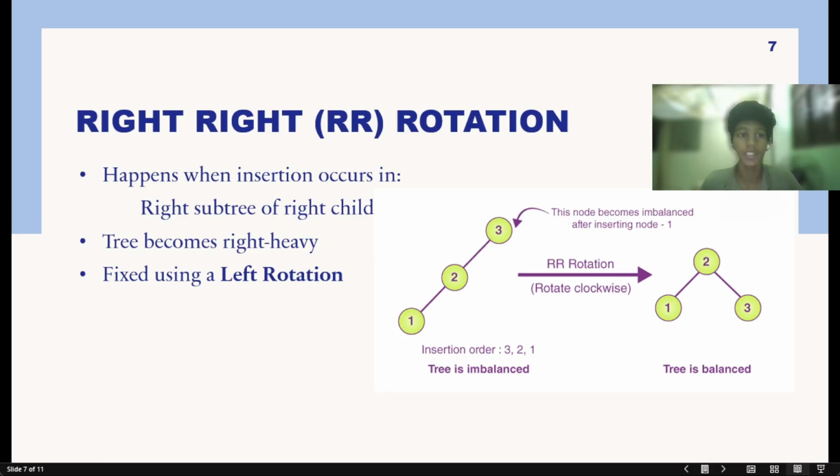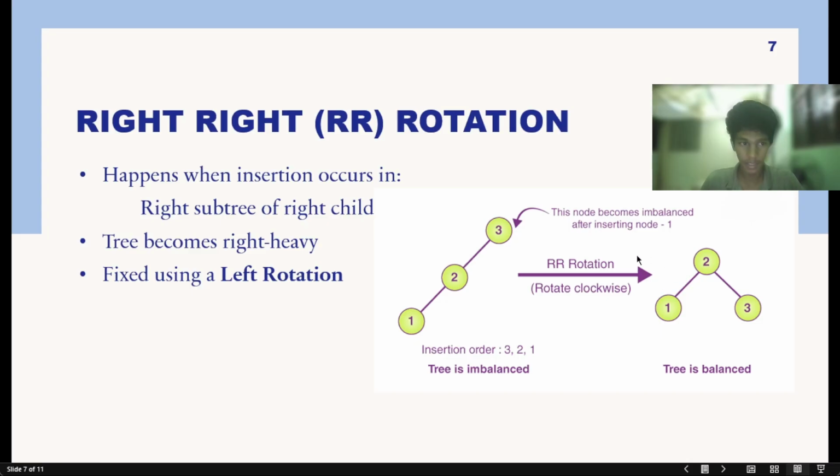This happens when insertion occurs in the right subtree of the right child. For example, insert 10, 20, and 30. The tree becomes right-tall. Before rotation, 10 is the root, 20 is its right child, and 30 is the right child of 20.